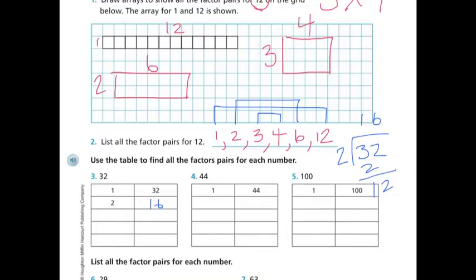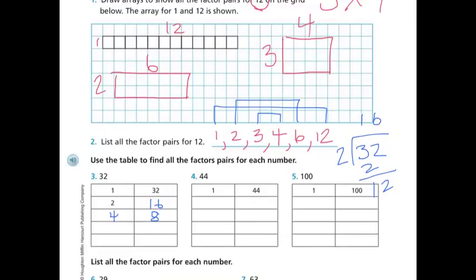Now 3 does not go into 32, but I know that 4 does. So 4 and 8. 5 does not go into 32. 6 does not go into 32. 7 doesn't go into 32, but 8 does, and we already have that other pair. So we're finished and done right there.